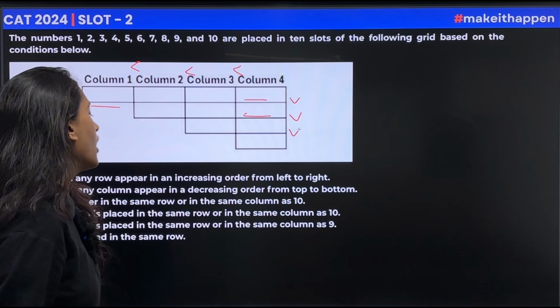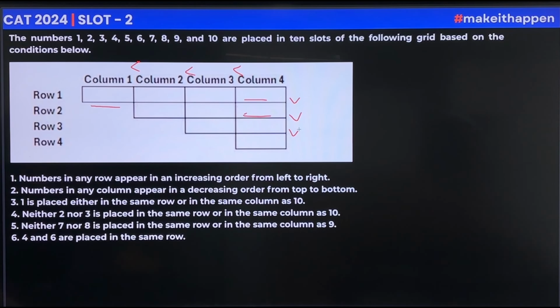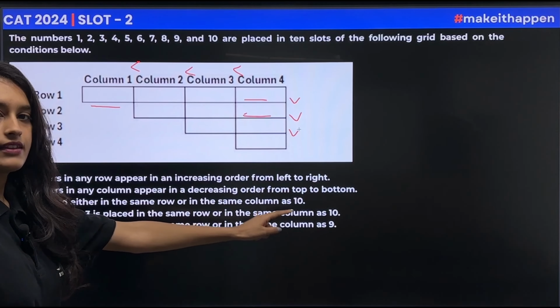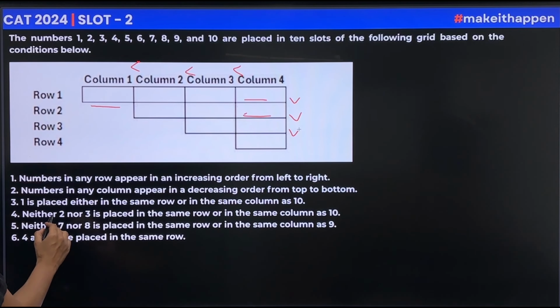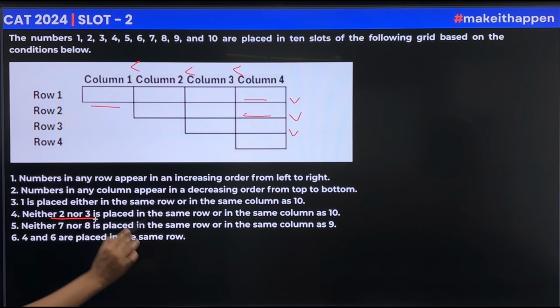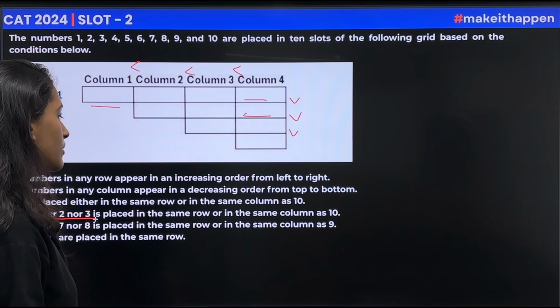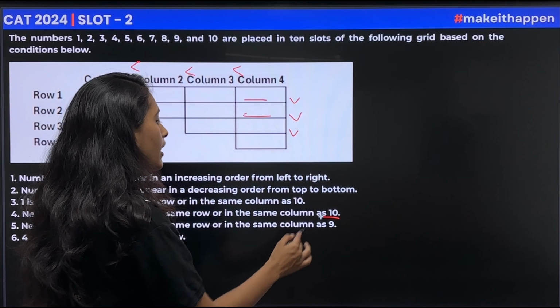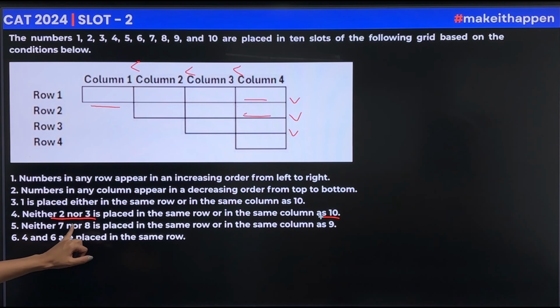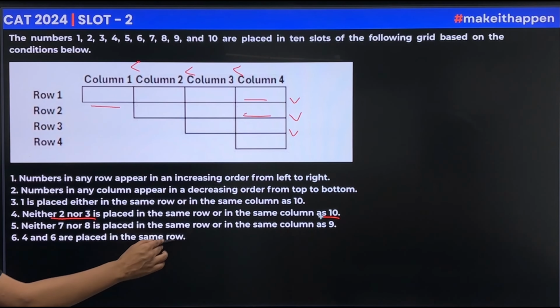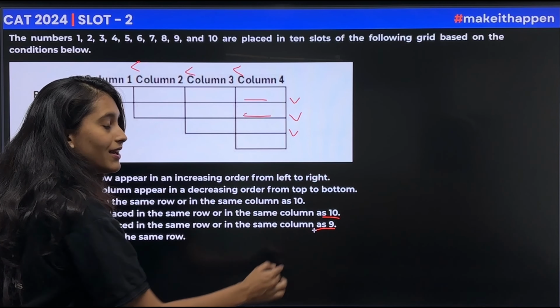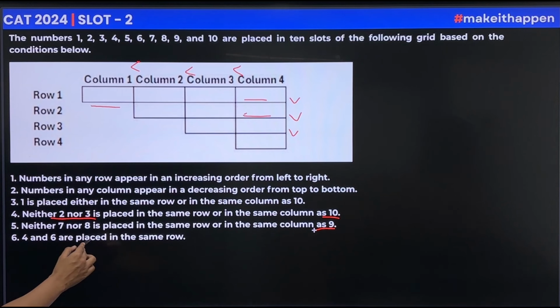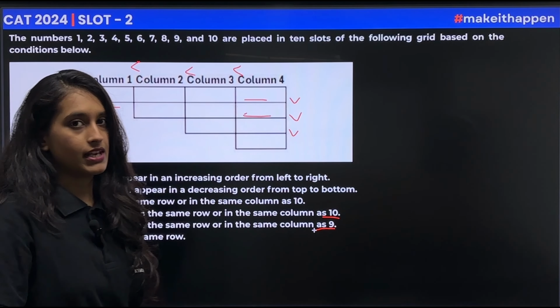This and this. Now, 1 is placed either in the same row or in the same column as 10. Neither 2 nor 3 is placed in the same row or in the same column as 10. Neither 7 nor 8 is placed in the same row or in the same column as 9. 4 and 6 are to be placed in the same row.